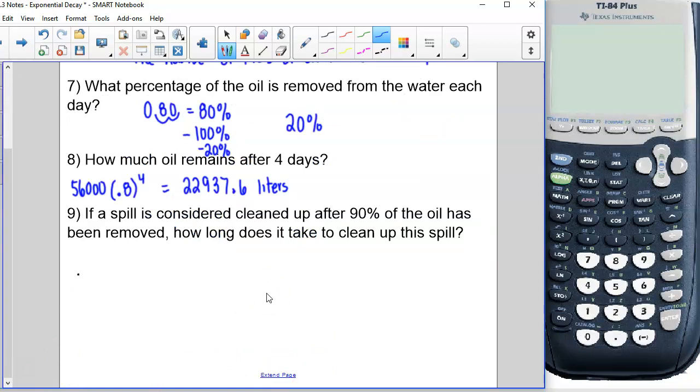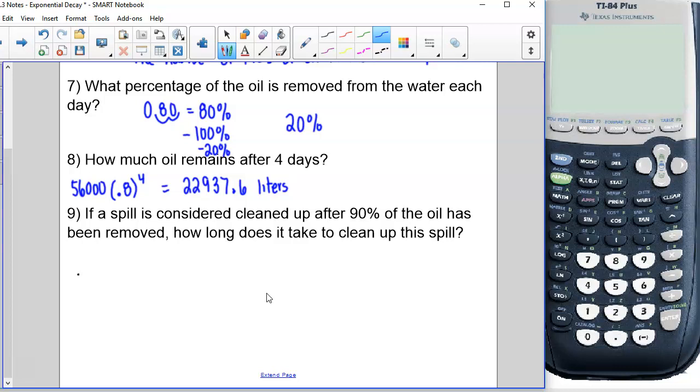All right. So, 9. If a spill is considered cleaned up after 90% of the oil has been removed, how long does it take to clean up this spill? Because to get 100% of the oil gone is almost impossible, right? Because the water, especially the ocean, is even worse because you've got waves and tides and all of that stuff. But even in a still pond, unless you pump every drop of water out and replace it with new water, which is impossible in an actual pond. I guess if it was a swimming pool, you could do that, right?